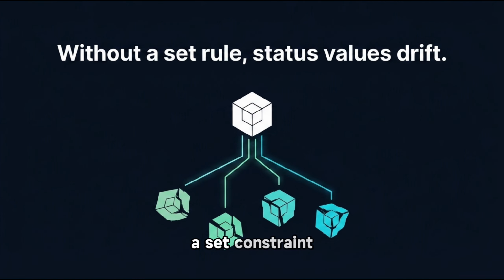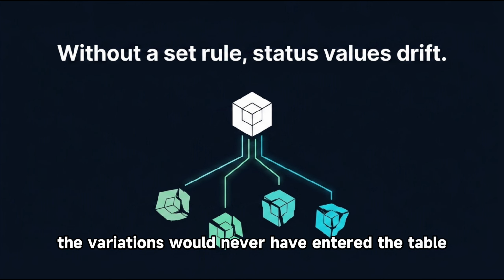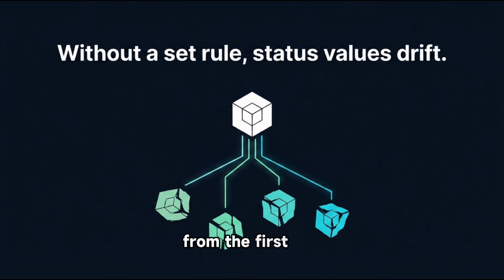A set constraint, status must be one of this exact list, would have rejected in transit, delivered, and complete on arrival. Every developer who used a wrong value would have received an immediate error. The variations would never have entered the table. The dashboard would have been correct from the first day.